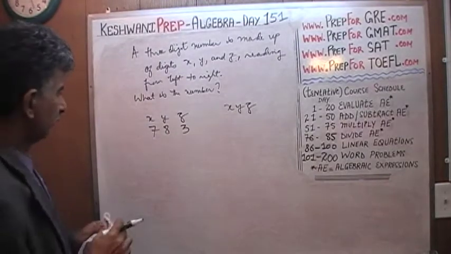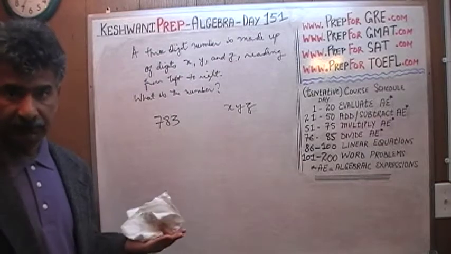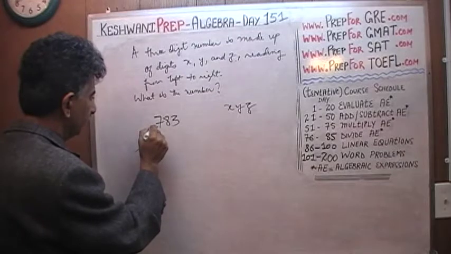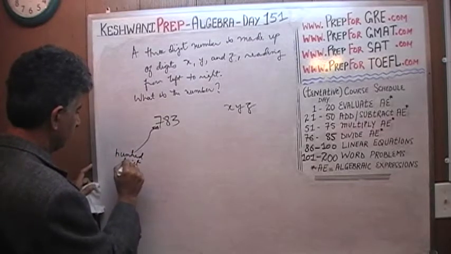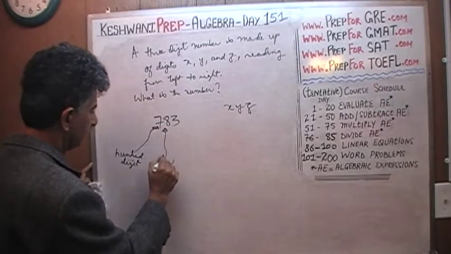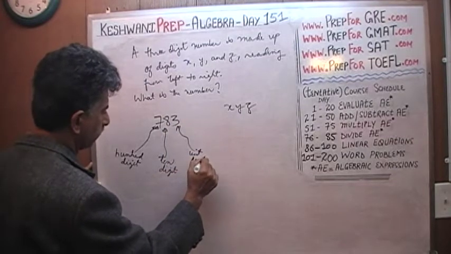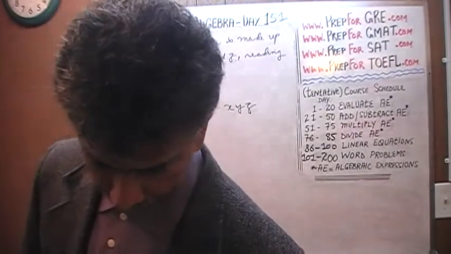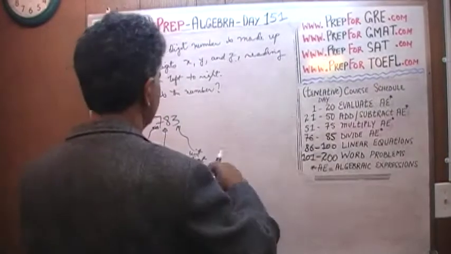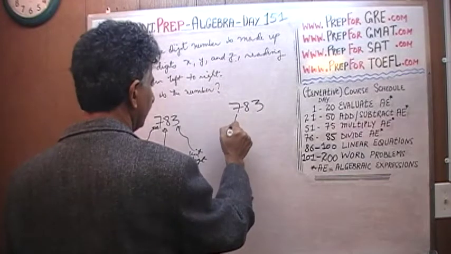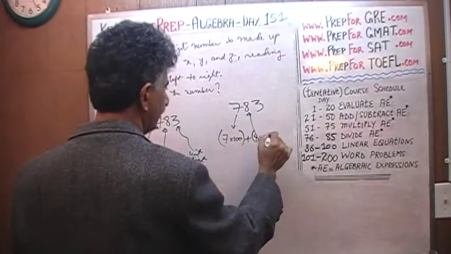In the language of arithmetic, if somebody were to come up to me and write something like this, 783, well, that's 783. How do we know that? Because we have 7 in the hundreds digit, 8 in the tens digit, and then 3 in the units digit. And we understand that. So when we say 783, 783 actually means 7 times 100 plus 8 times 10 plus 3.